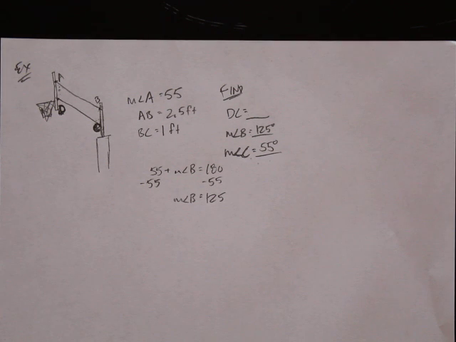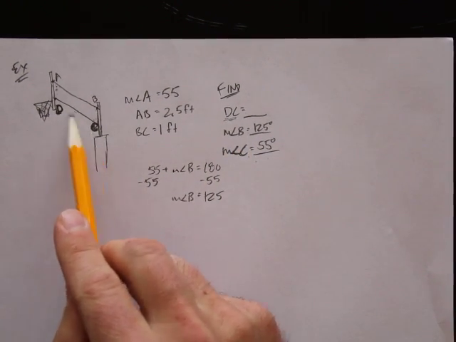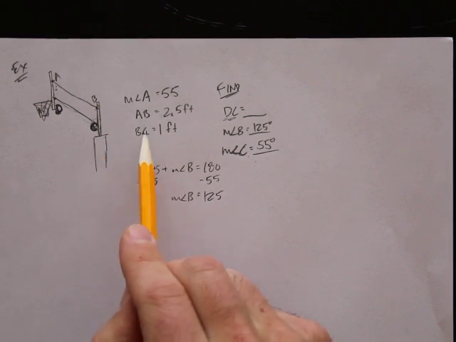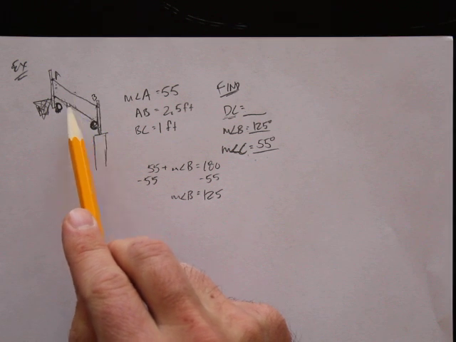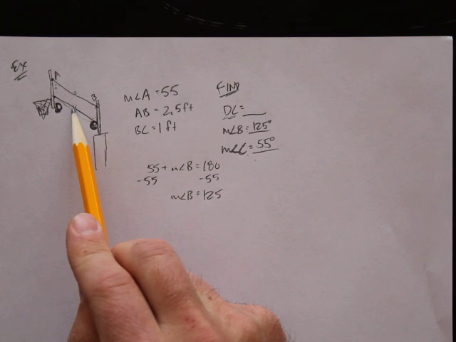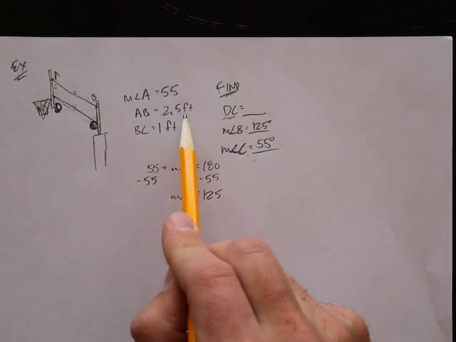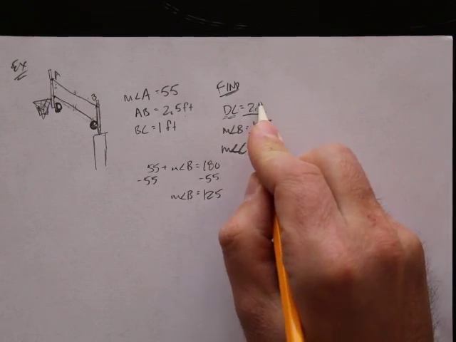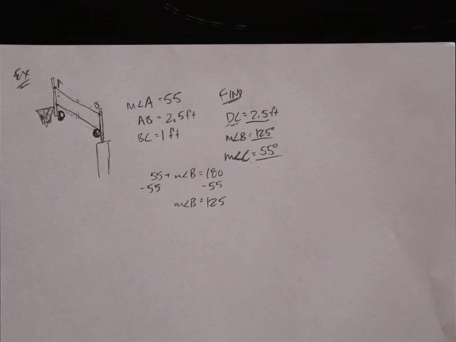Now I want this side angle here, DC. So here's DC, and DC is opposite of AB. Since this is a parallelogram, opposite sides are congruent. So DC is congruent to AB, which is 2.5 feet. And that's how you do that one.